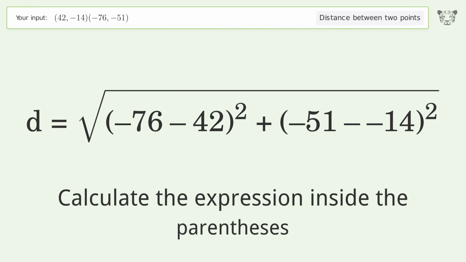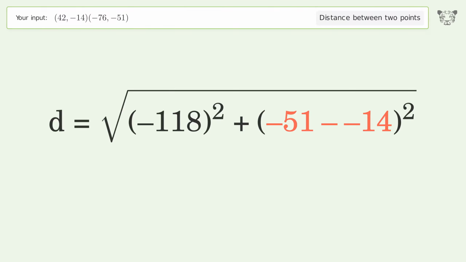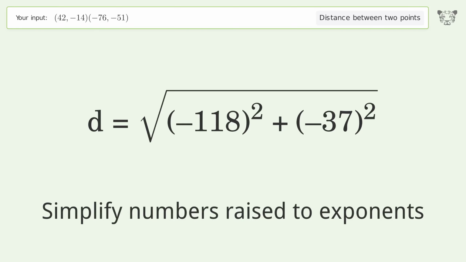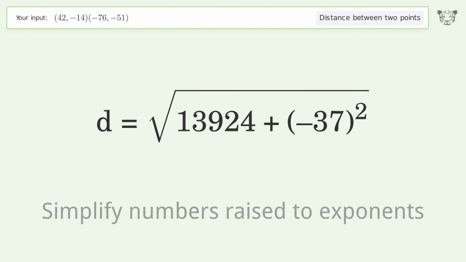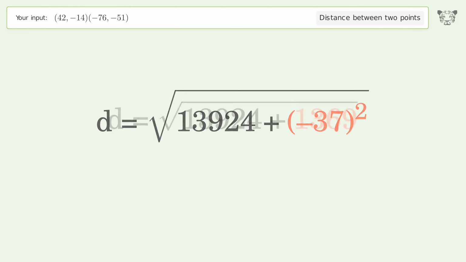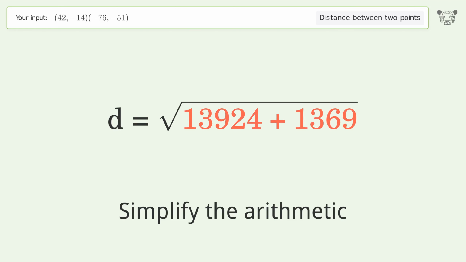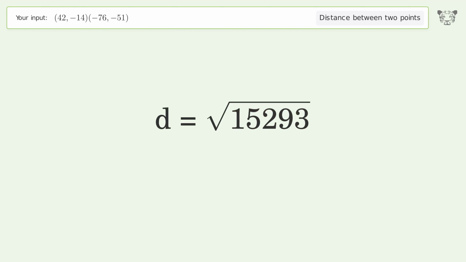Calculate the expression inside the parentheses. Simplify numbers raised to exponents. Simplify the arithmetic. And so the distance between the 2 points is the square root of 15,293, or 123.665.